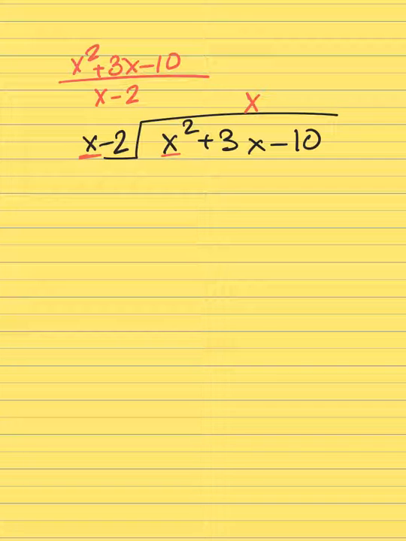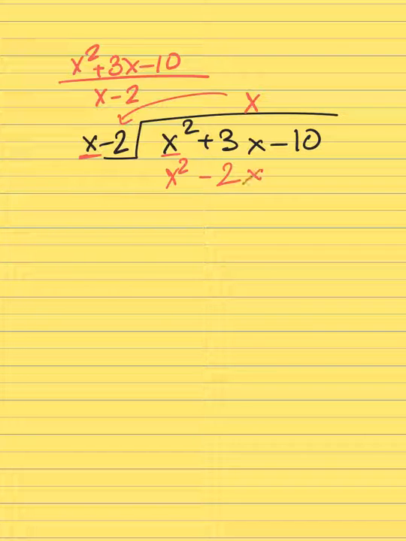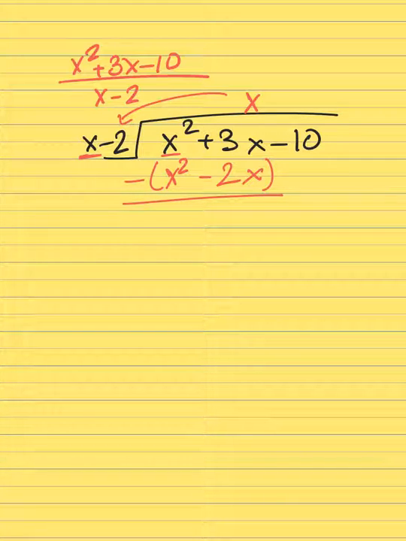And then again, I'm going to take this x at the top and multiply it to everything there. So x times x minus 2. Well, x times x is x squared. X times negative 2 is minus 2x. And like before, I am now going to subtract. I know I did this right because the x squareds are going to cancel out. And now I just have 3x minus negative 2x. Minus a negative becomes a positive, so it's really 3x plus 2x. That's going to be 5x. And I'm going to bring down the minus 10.